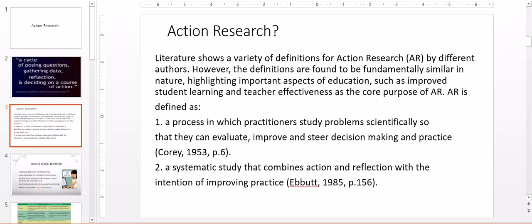Number two, a systematic study that combines action and reflection with the intention to improve our own practice. Which means we always have an intention, an urge, to improve ourselves day by day. So in order to do this, we need to think very carefully about the problem, collect data, analyze it, and ultimately see how it can be used in practice.